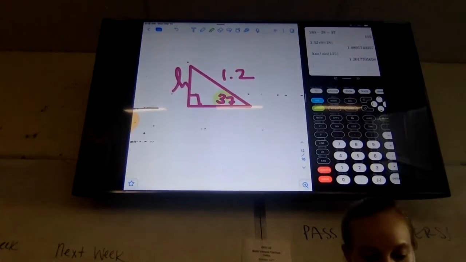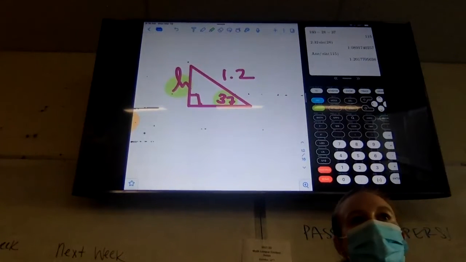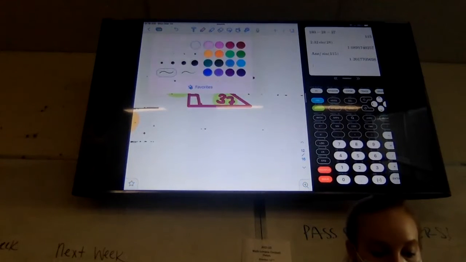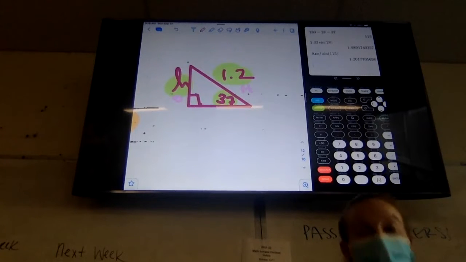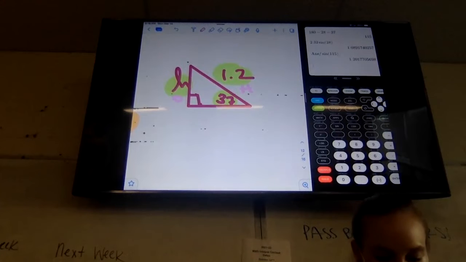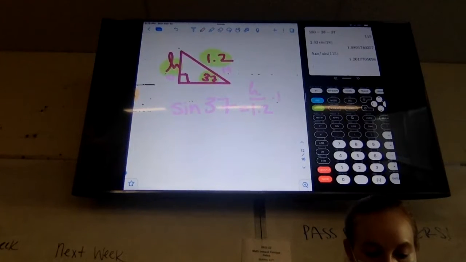If this is the angle I gave you, what is H in terms of opposite, adjacent, hypotenuse? Opposite. What's 1.2? Hypotenuse. So sine of 37 equals O over H. Which in this case, what's your O? X. Sure, X or H or whatever variable you want. And what's your H? 1.2. Sine of 37 equals my height over my 1.2. And you just multiply by 1.2. 1.2 sine.